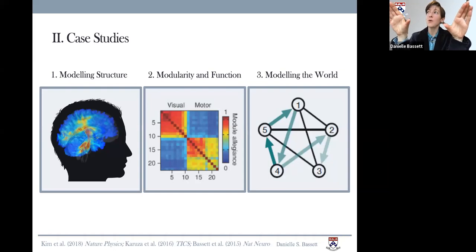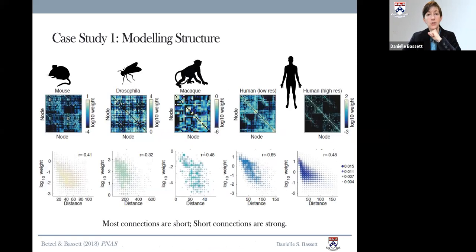And it turns out that the world around us has its own network structure. And so what the mind has to do is actually to learn a network. It has to use the network inside of the mind to learn the network in the world outside. And so there's this interdigitation between two networks, internal and external. How does that all happen? So we'll talk about what we know so far about how the human mind models the network organization of the world around it. So let's start with the first case study, and that is modeling structure.